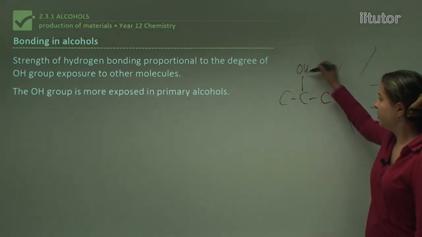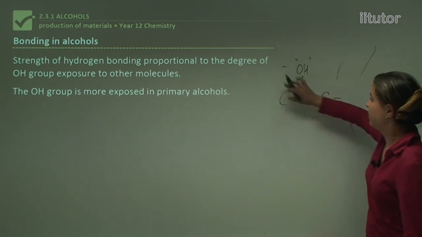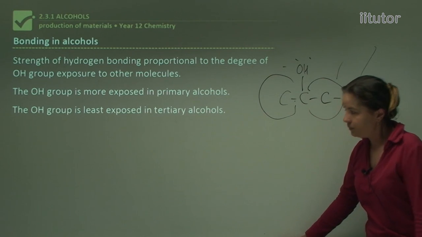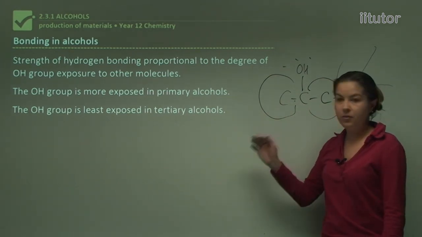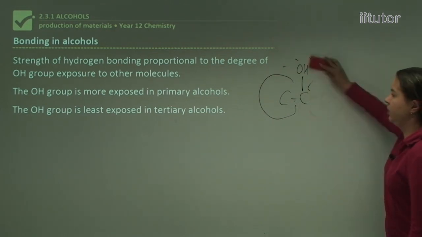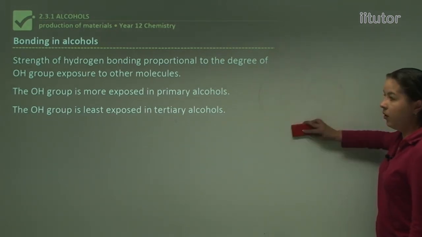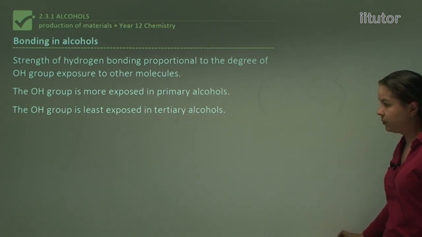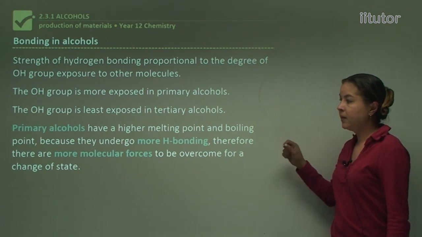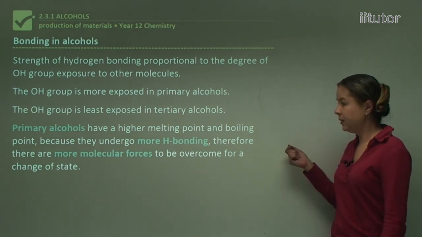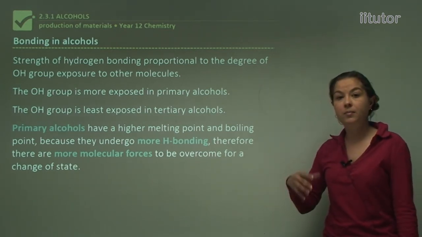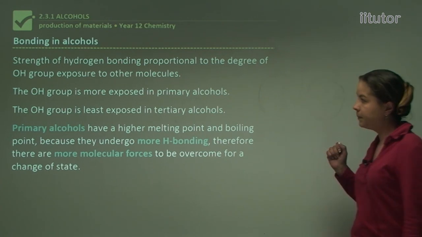If you think of 2-propanol, where the OH is here, it's less exposed because it's got these carbons around it. So the OH group is least exposed in tertiary alcohols. And this again leads to the different properties of primary, secondary and tertiary alcohols. Primary alcohols have a higher melting point and boiling point because they undergo more hydrogen bonding. Therefore, there are more intermolecular forces to be overcome for there to be a change of state.